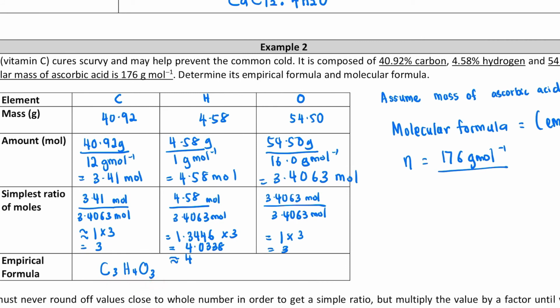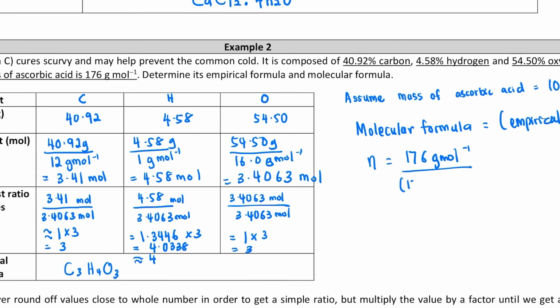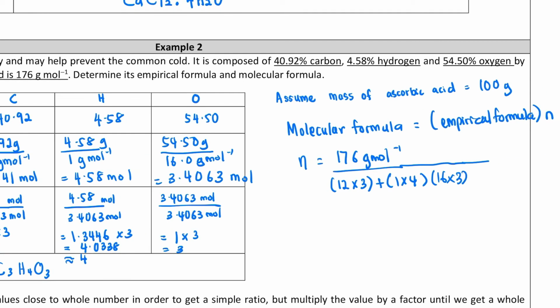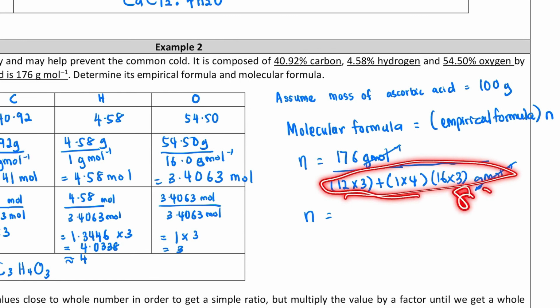So we need to add everything up. Carbon's mass is 12, but there are 3 carbons, so times 3. And then hydrogen, the mass is 1, but there are 4 hydrogens, so times 4. And then for oxygen, there are 3 oxygens, and the mass of oxygen is 16 gram per mole, so times 3. The units are the same, gram per mole, so the units will cancel out. n is just a number. Press your calculator. At the bottom I got 88. Then 176 divided by 88, you should get 2. So n is 2.